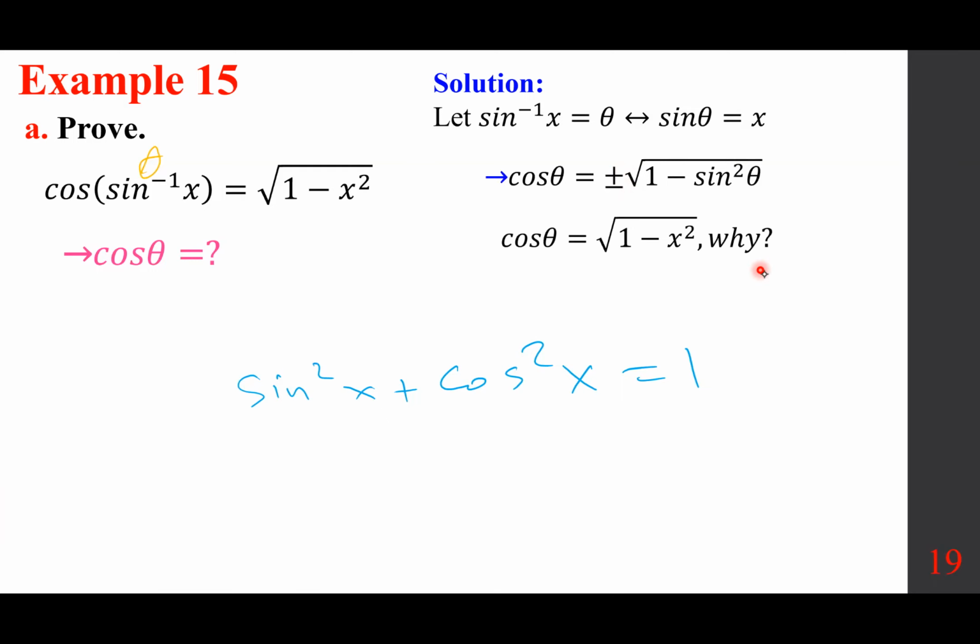Why is that? Because of the restriction. Remember, none of your trigonometric functions are one-to-one because they are all periodic. So you restrict them. And when you look at sine, the restriction is minus pi over 2 to pi over 2. In the fourth quadrant and the first quadrant, cosine is always positive. So there are two answers, but you take the positive value only. And we just proved that's the answer.